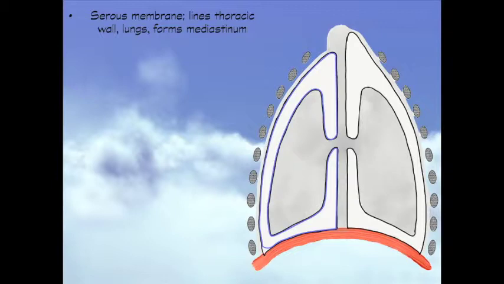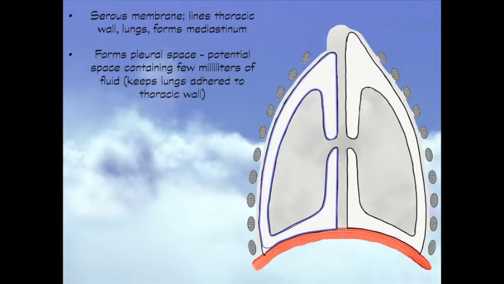Okay, so in between those membranes we're going to have what is referred to as a pleural space. Okay, this is a potential space containing a few milliliters of fluid. Okay, this little bit of fluid is going to help keep the lungs attached to the body wall, so that when we expand the thoracic cage, the lungs are going to attach to it and expand as well, creating negative pressure to pull air in so that we have inspiration.